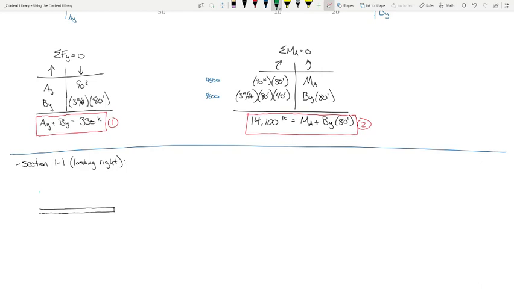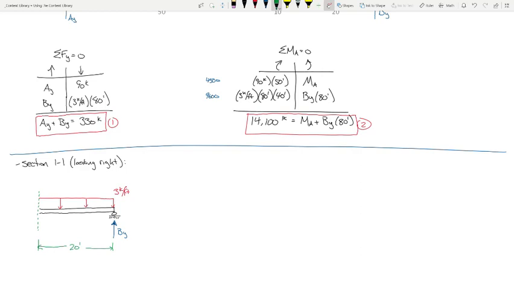And there's where we cut our section. We've got our distributed load. What was the magnitude of that load again? 3 kips per foot. We've got our roller. Okay, we have our reaction here. And then this distance, what was that distance again? 20 feet.